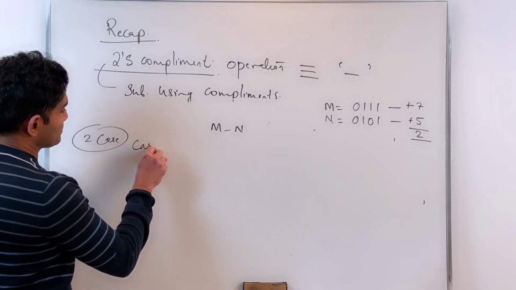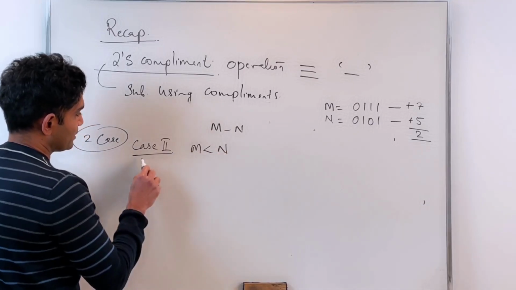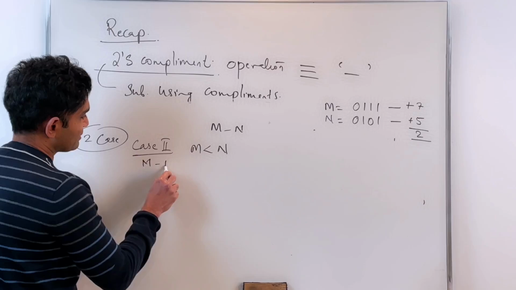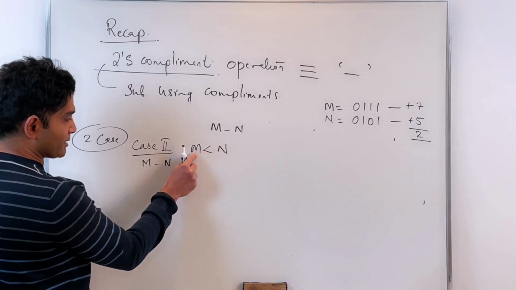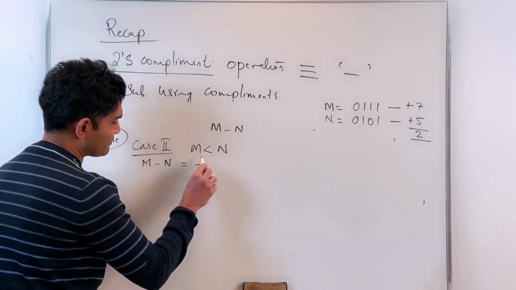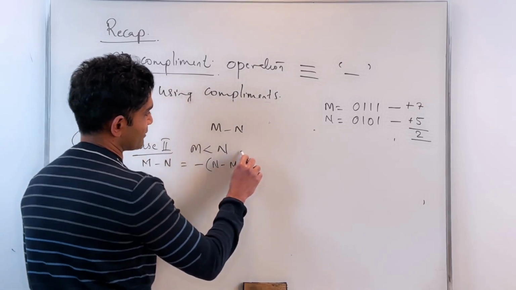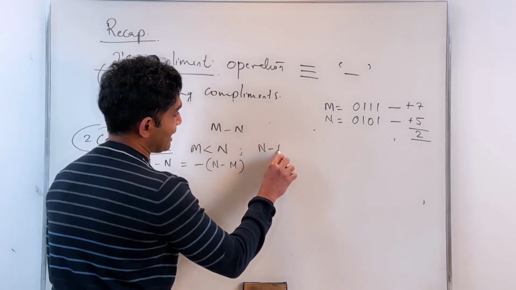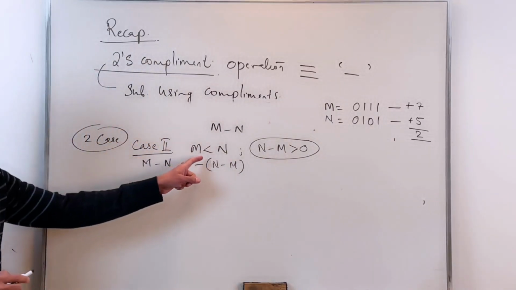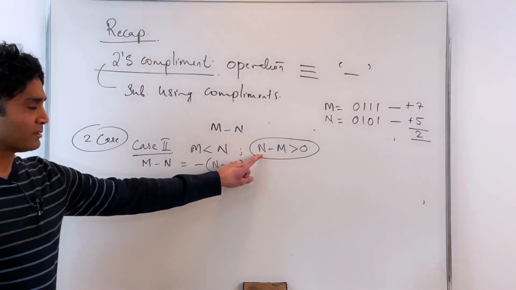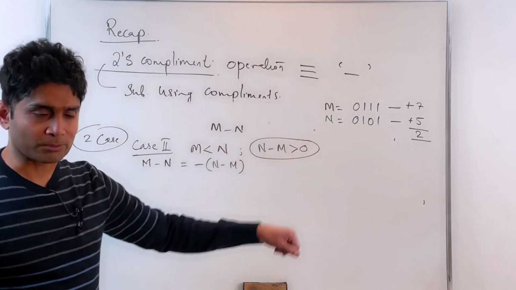Case 2, m is less than n. If I want to do m minus n, in this case n is larger than m, can I write this as some negative of a positive answer, right? Because if m is less than n, n minus m is larger than 0. The larger number minus the smaller number is going to be larger than 0, right?